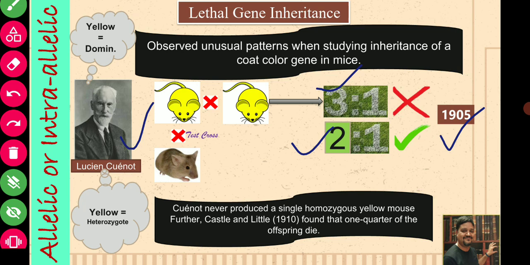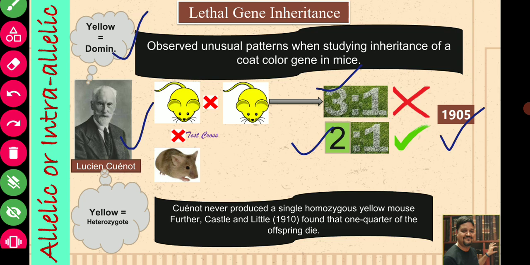Suppose we are crossing yellow mice with yellow mice, and these two yellow mice are heterozygotes, then the ratio will be 3:1. Although he could not understand why the phenotypic ratio was coming 2:1, he rightly guessed that in the coat color inheritance of mice, yellow color is dominant. Since he did not get 3:1, he test crossed the yellow mice to confirm whether it is heterozygote or homozygote.